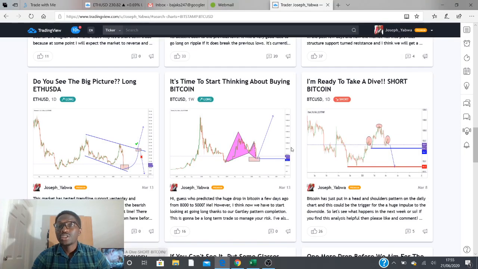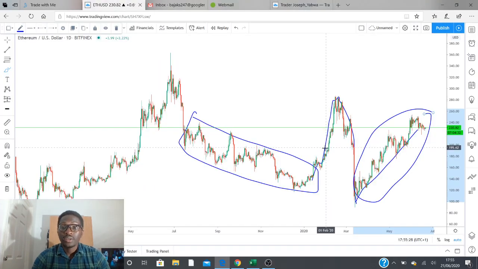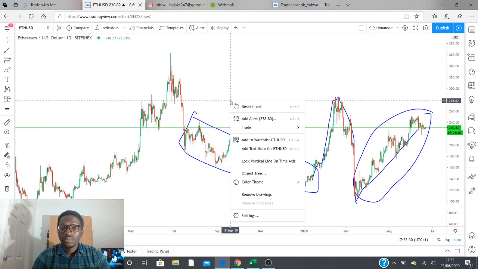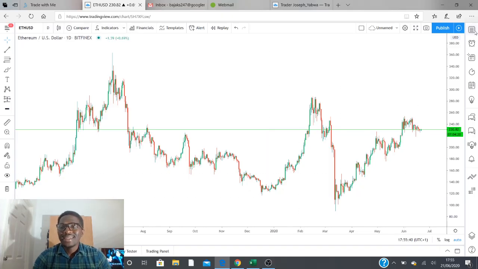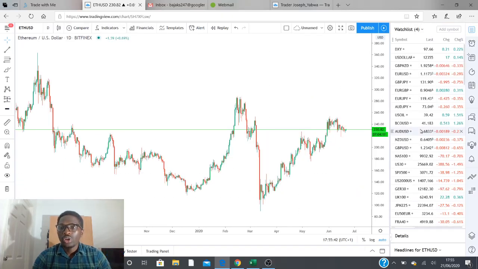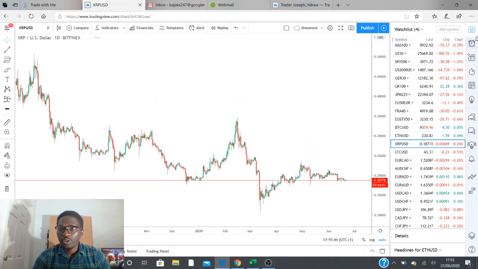When the price action changes, the analysis changes as well. So just because you make an analysis or you expect the market to go in a certain way, sometimes the price action can make your analysis change. And you're going to see that clear illustration on Ripple. So let's move over to Ripple.